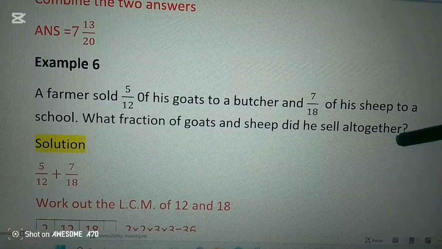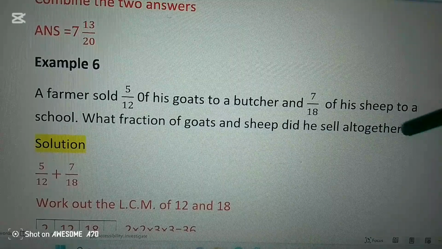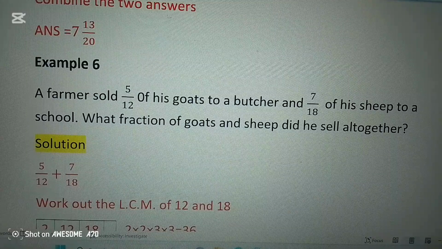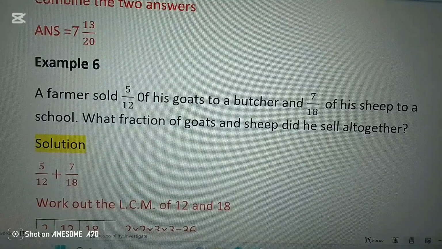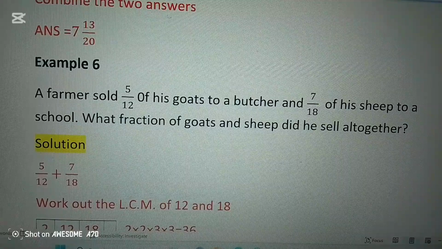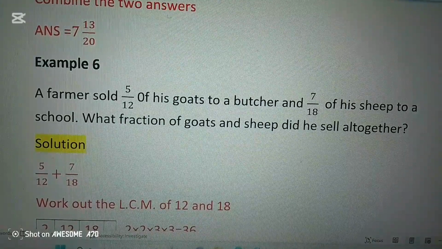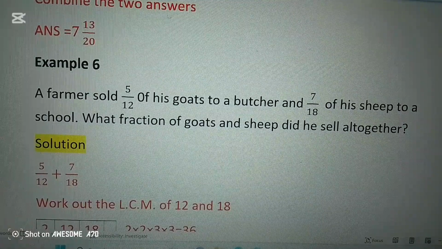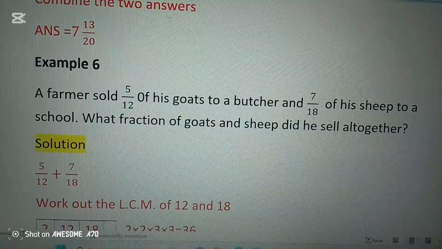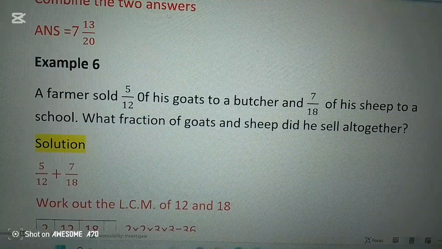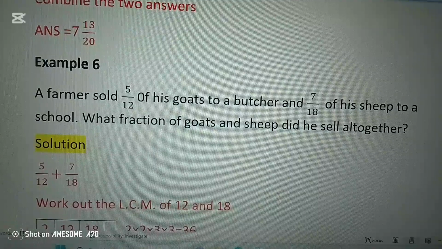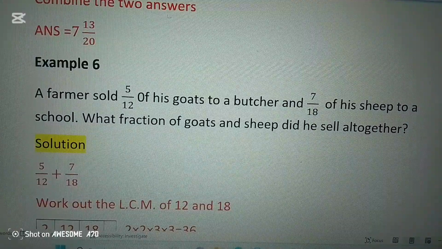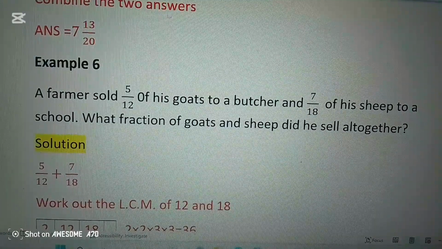All together means addition. If you see this term anywhere, all together, just know that you are adding. So this farmer sold 5/12 of his goats. I don't know the exact number of the goats that he had, but he sold only 5/12, just a portion of it. Remember what we said, fractions represent part of a whole. It's not that he sold all the goats that he had.